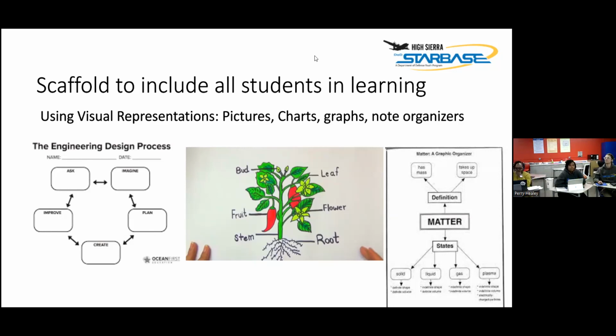Okay, thank you. In the case of using visual representations, pictures, charts, or graphs, we come back to the challenge of us being advocates in STEM because of lack of resources.